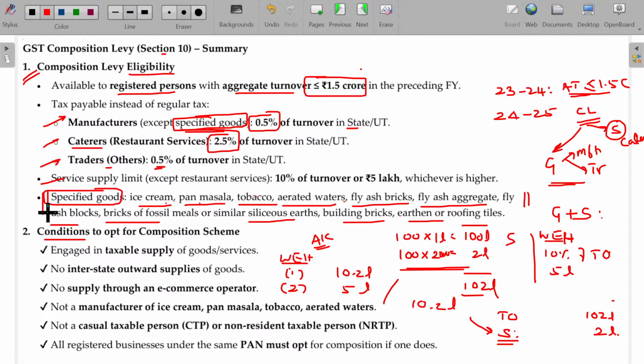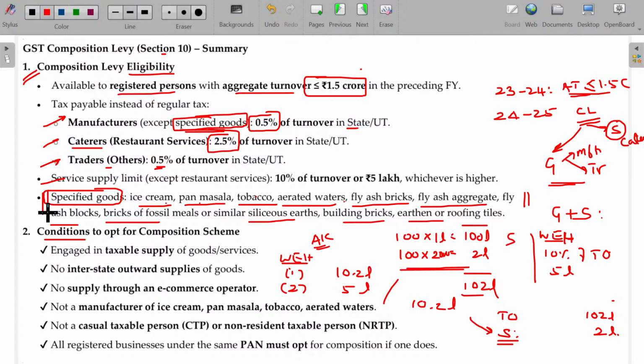Hope you'll be now able to understand who is eligible for composition levy. Number one, their turnover in the preceding financial year should be less than or equal to 150 lakhs. Second, manufacturer traders are eligible at the rate of 0.5 percent plus 0.5 percent. In case of caterers, 2.5 plus 2.5 is applicable. And if you are a specified goods dealer, you are not eligible. What are the specified goods here? Ice cream, pan masala, tobacco, aerated waters. Apart from that, the fly ash items for the construction industry.